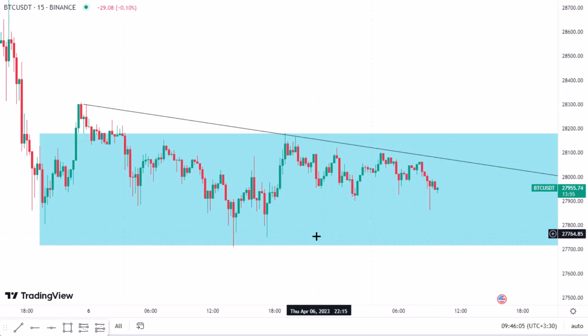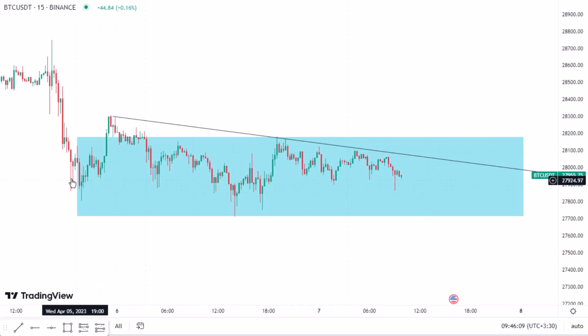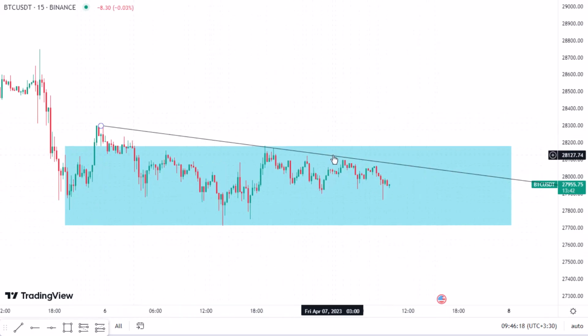As you can see, the price of Bitcoin is right now in a range. It's going up and down, and you know we have this box. The price is in this box. If we can get out of this box, we can have the direction of the price.